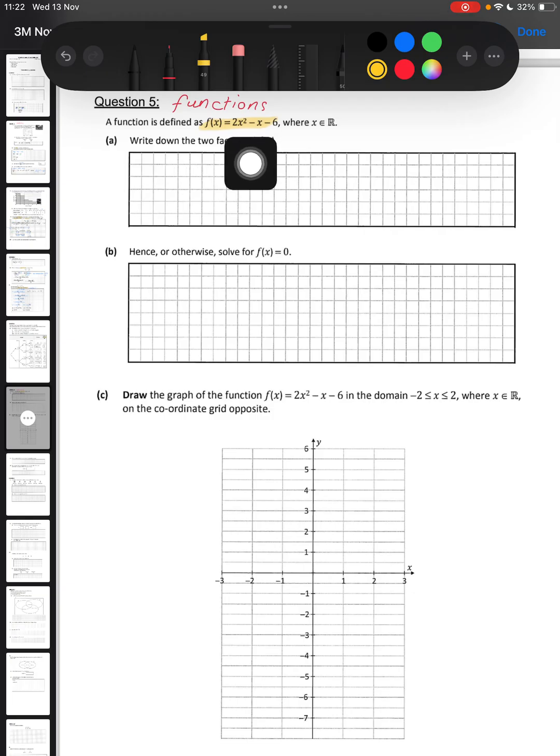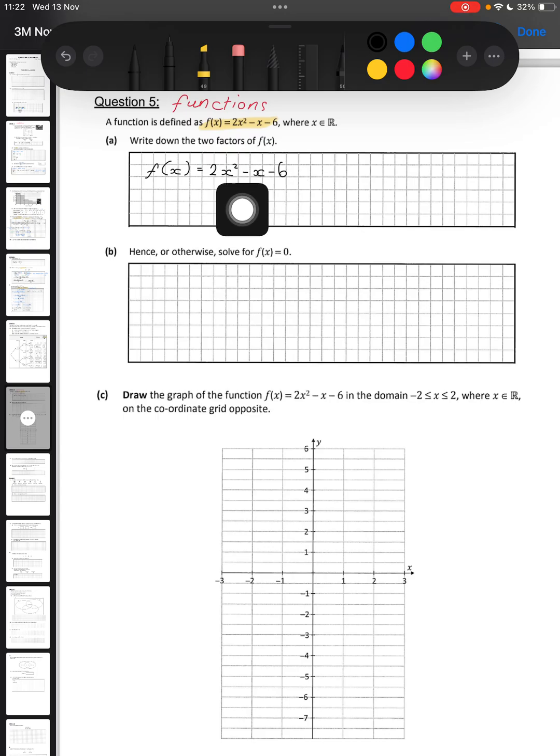If you're finding factors, what are you doing? Factors, you factorize. So what they're asking me to do here is factorize. Sorry, I'm in highlighter again. So I have f of x, my original equation, is 2x squared minus x minus 6. I need to factorize this quadratic.